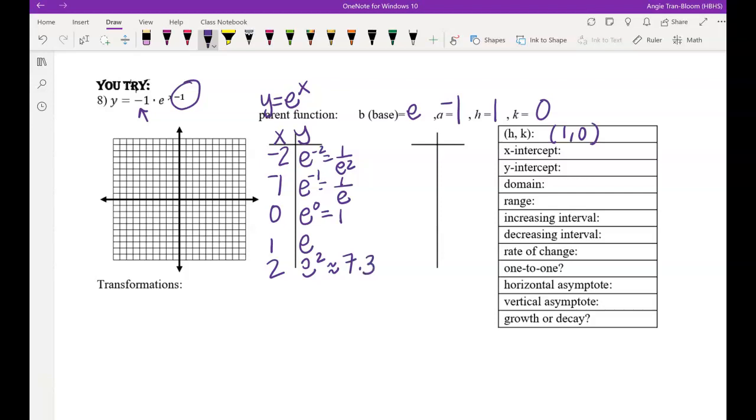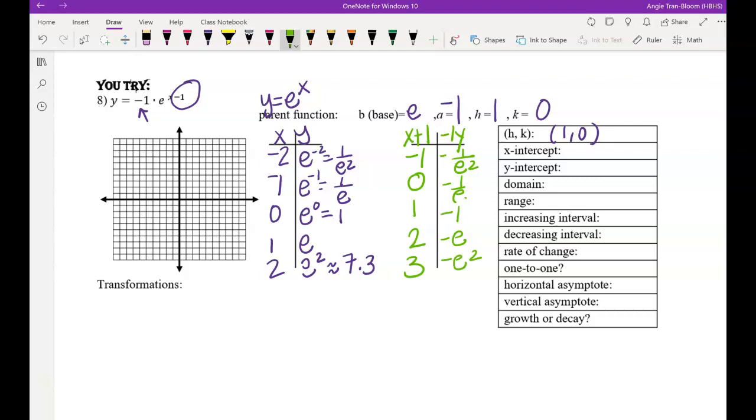Let's transform. The -1 times y, the h being 1, that's going to be x plus 1. So -2 plus 1 is -1, -1 plus 1 is 0, 0 plus 1 is 1, 1 plus 1 is 2, and then 3. And then over here, we are just going to reflect everything. So -1 over e squared, -1 over e, -1, -e, and -e squared.